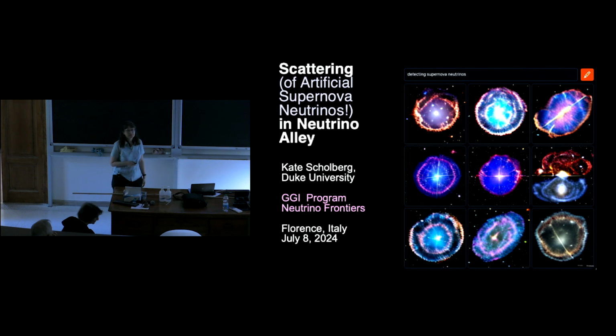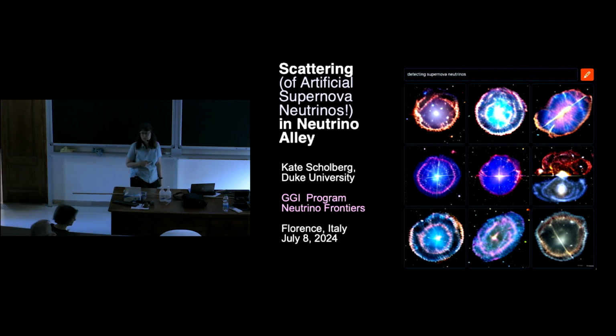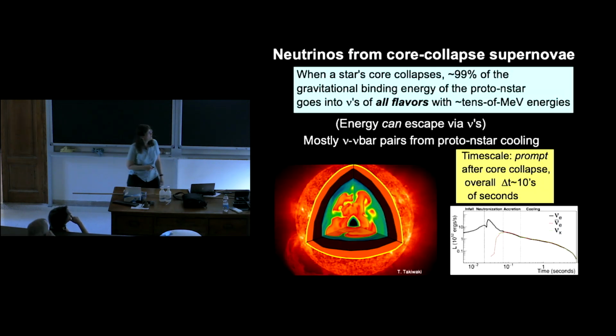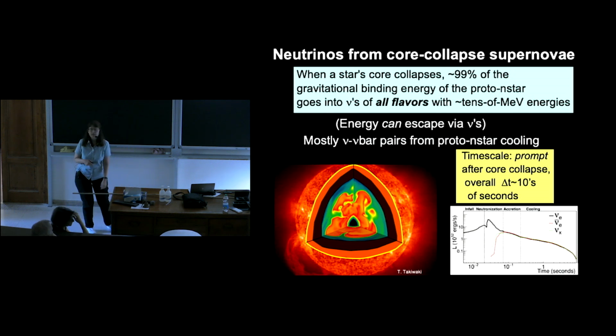So the title I had was Scattering in Neutrino Alley, but since this is Astrophysical Week, I decided to make this more specific to scattering of artificial supernova neutrinos in Neutrino Alley. So I'm going to talk specifically about what we can measure with respect of importance for supernova neutrinos. This is known to many of the attendees at this workshop, but I'll just summarize briefly and emphasize a few aspects.